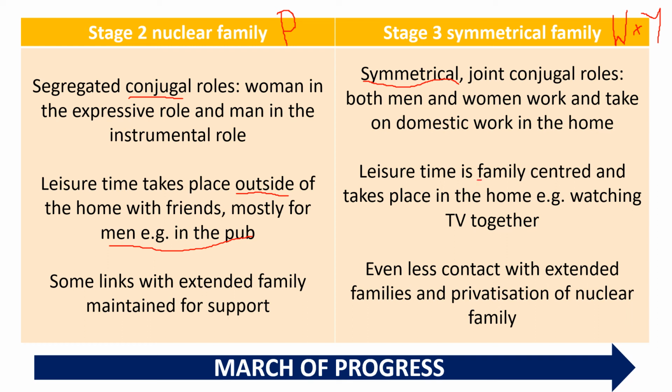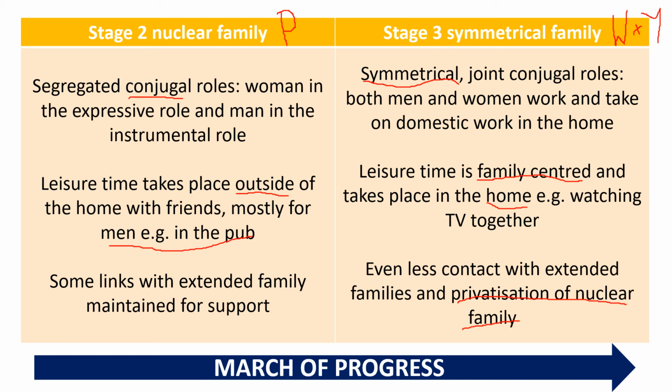So the leisure time has become much more family centred, takes place in the home, for example, watching TV together and that kind of thing. So Willmott and Young argue that in this nuclear family just after industrialisation, there were still some links with extended family maintained for support, but they argue that we've had this privatisation of the nuclear family later on, whereby we've got less contact with our extended family, still a little bit, but less contact, because we really place all of our value and consider our families to be the ones that we live with, and they are the most important to us.